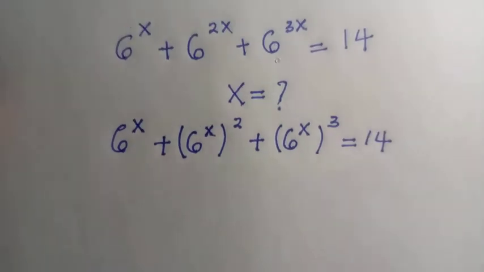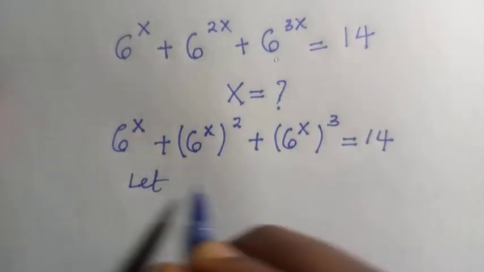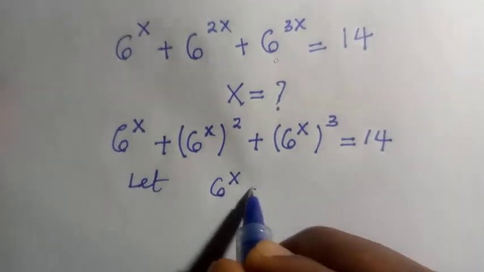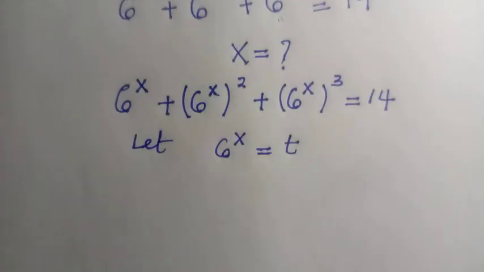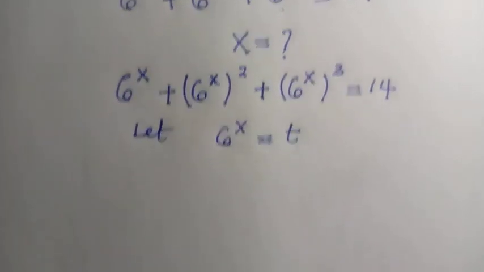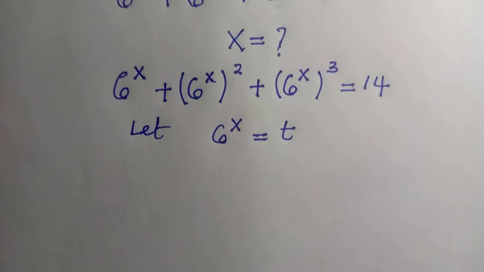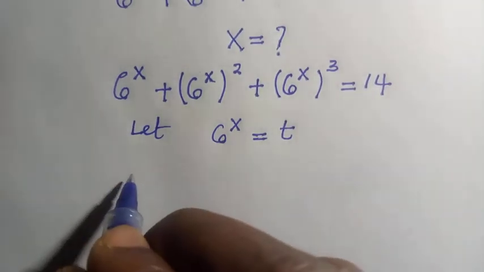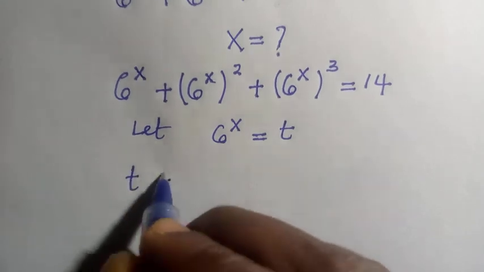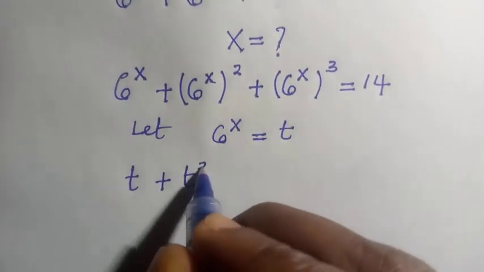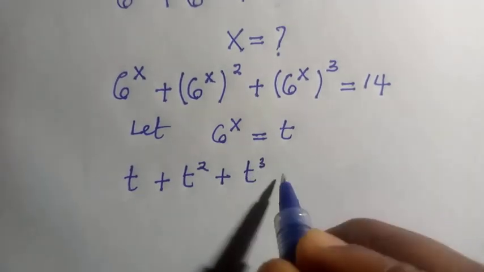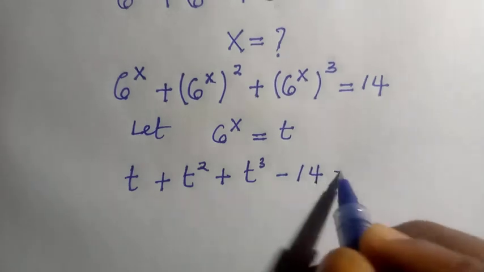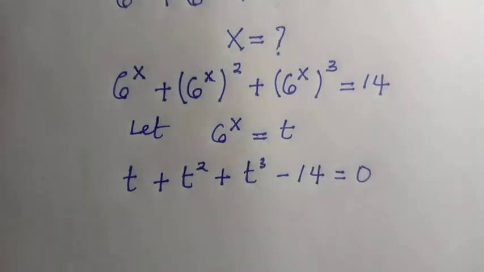By letting 6 to the power of x equals t, so that anywhere we see 6 to the power of x, we replace it with t, we have t plus t squared plus t cubed, then minus 14 equals 0.